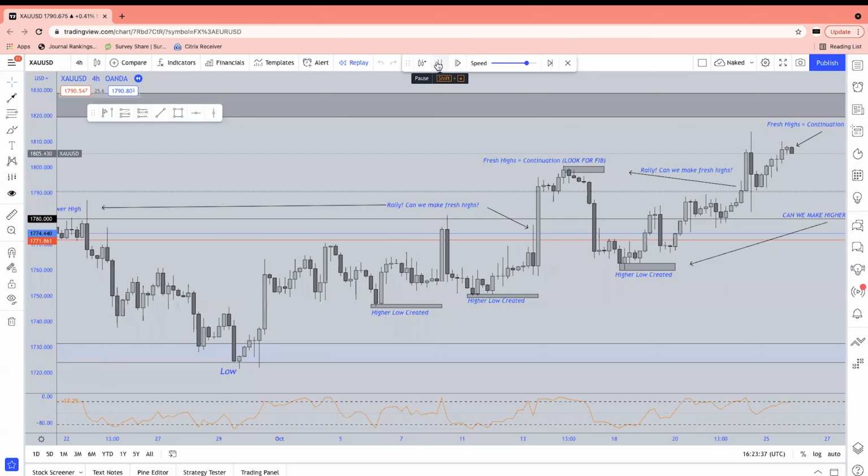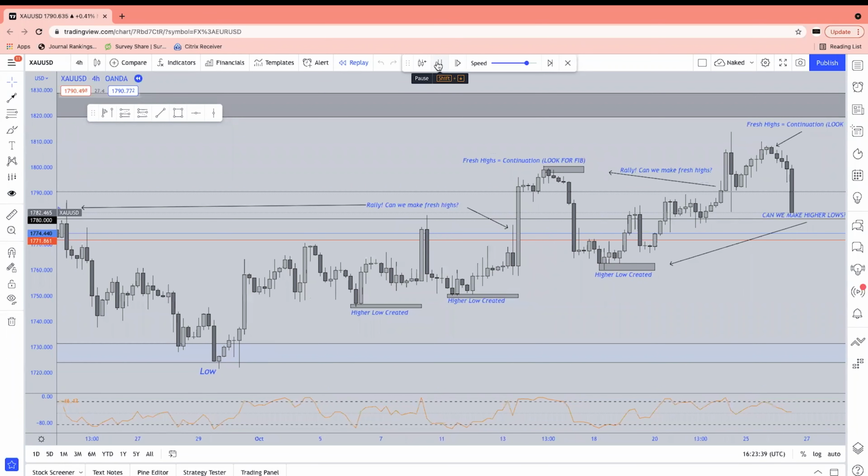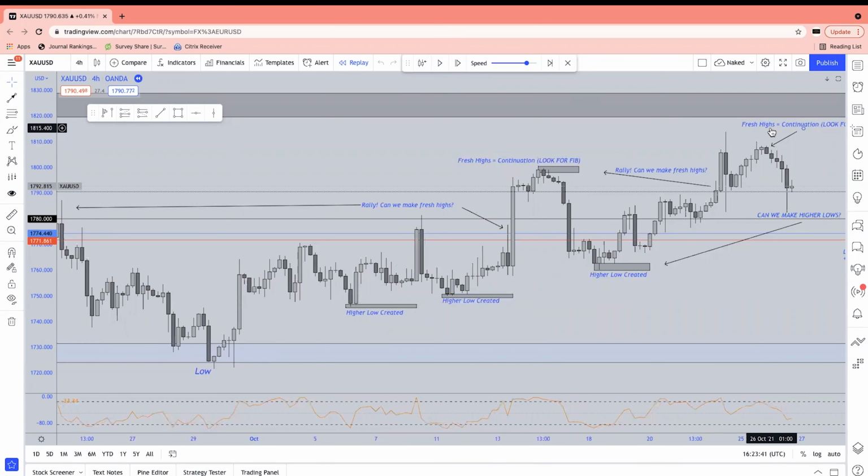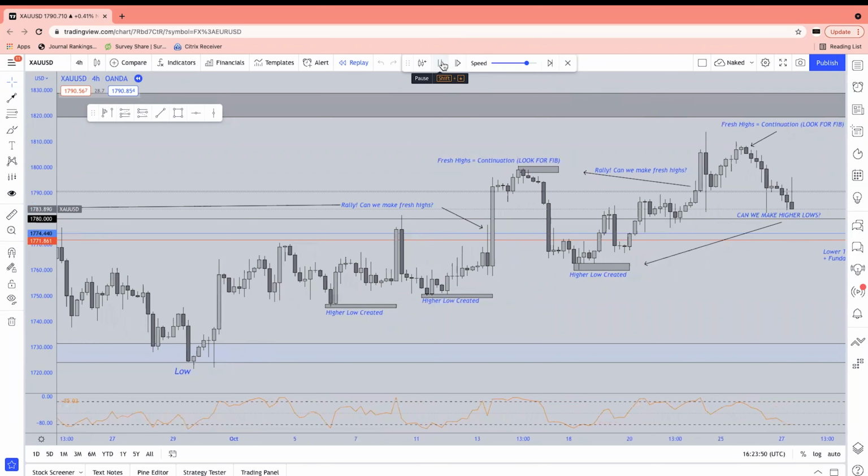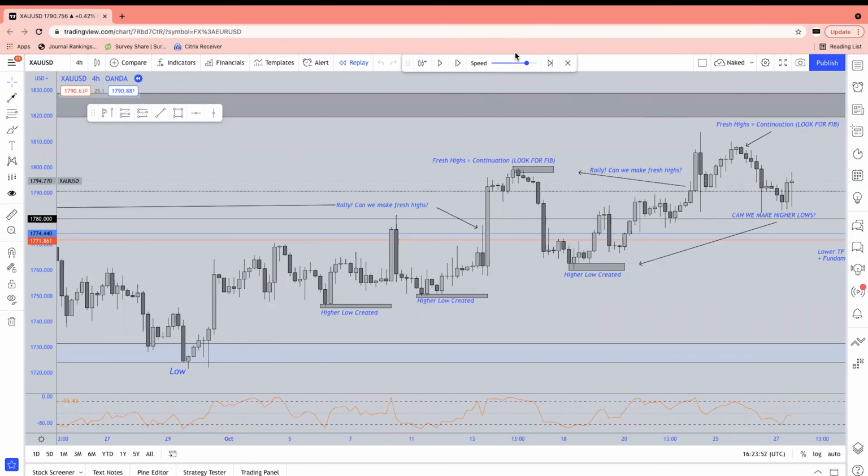And this is really where my trade opportunity started to come from. They fall off here, but they still made fresh highs, so this is still a continuation. I'm still going to be looking for a fib to pull back into and look for a trade opportunity. Now check this out. I'm going to show you guys, higher low. This is from the most previous higher low, so that's where we're going to start the fib from.